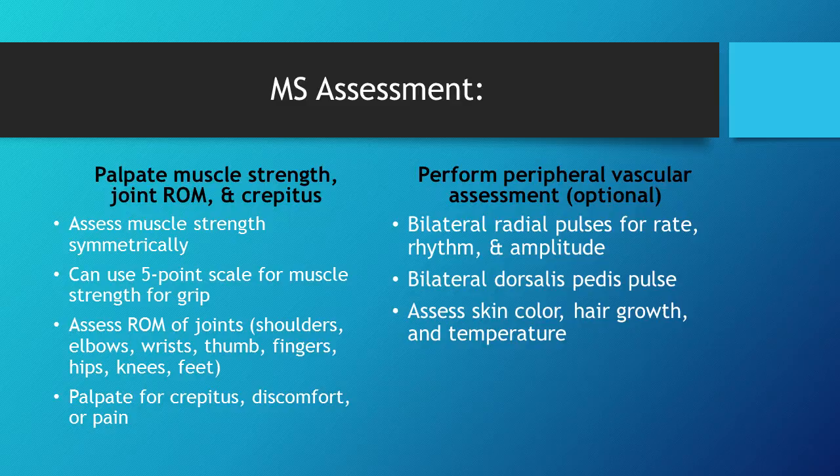You will also perform a peripheral vascular assessment, but this is optional. You will check the bilateral radial pulses for rate, rhythm, and amplitude. Check the bilateral dorsalis pedis pulse. Assess skin color, hair growth, and temperature.